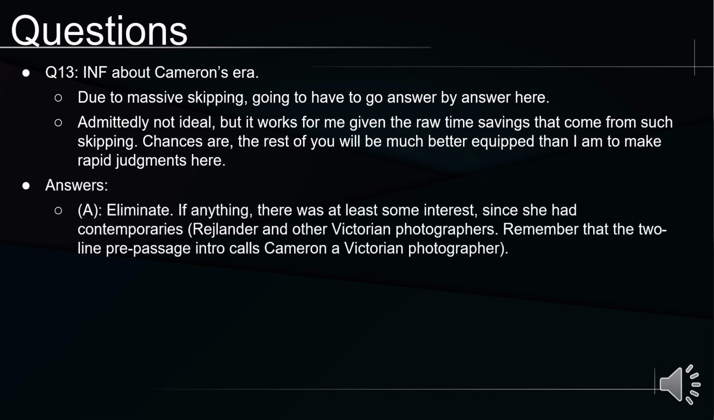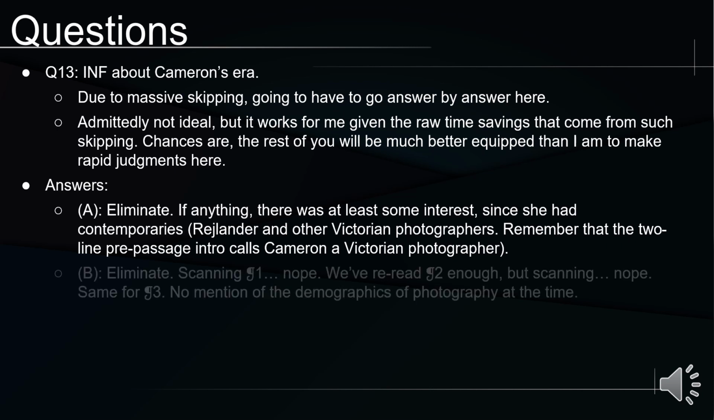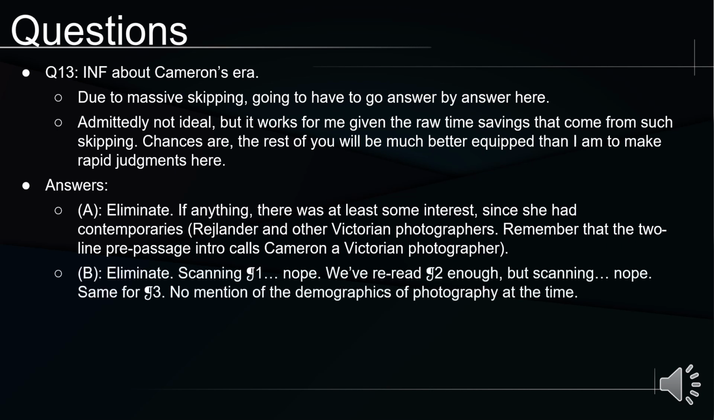So starting right with A, as we always do, this one's another elimination. If anything, there was at least some interest, since she had contemporaries, Rylander and other Victorian photographers. And then, again, remember that the 2-line pre-passage intro calls Cameron specifically that. Another elimination down the line with B. Scanning paragraph 1 for this, I'm coming up with nothing. We've reread paragraph 2 a couple times now, but I'm going to scan it again. Also coming up with nothing. Same for paragraph 3. I don't see any mention of the demographics behind photography at the time.